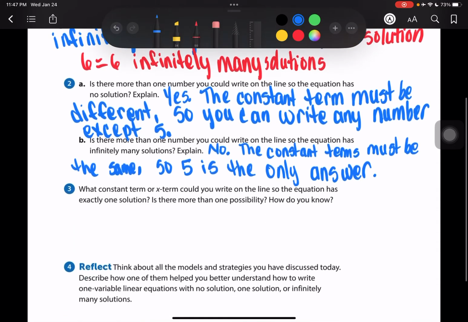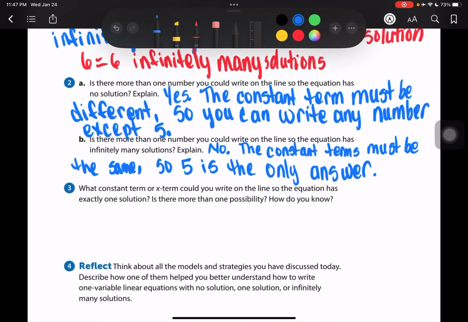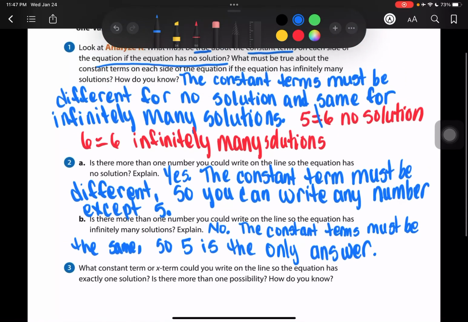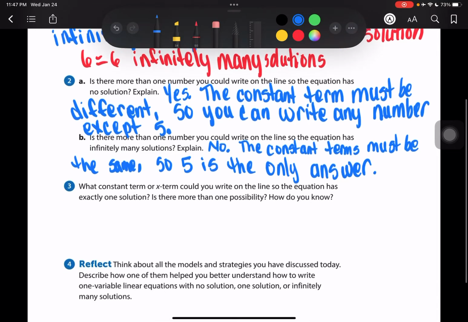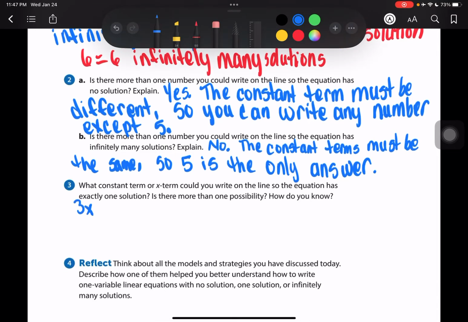And number 3, it says, what constant term or x term could you write on the line so the equation has exactly one solution? Is there more than one possibility? How do you know? What constant term or x term could you replace? Okay, now first of all, let's go back to what the problem looked like. The problem was 3x plus 5 equals 3x plus blank.